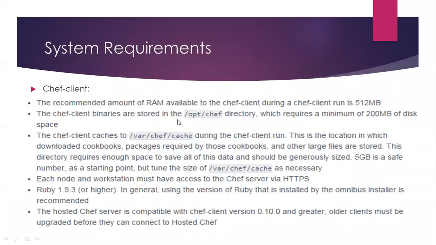Now, on the client side, how much memory does it actually take? I told you it takes very little memory: 512 MB only, 200 MB disk space. When the Chef client tries to download anything from the Chef server, everything is cached under the Chef cache, the cookbooks, etc. So better you give some 5 GB space to this particular folder. And HTTPS is the protocol because a certificate will be there. That is how it will be communicating, based on the encryption and decryption model. So make sure that so-and-so port is opened. This is all about the client side.